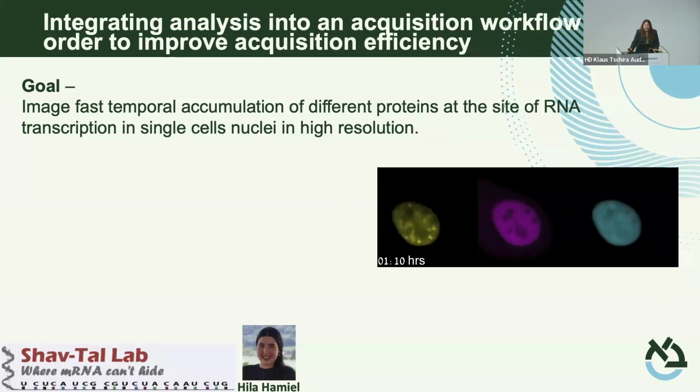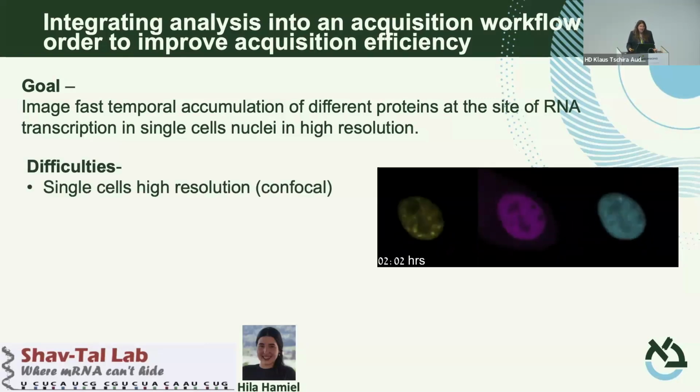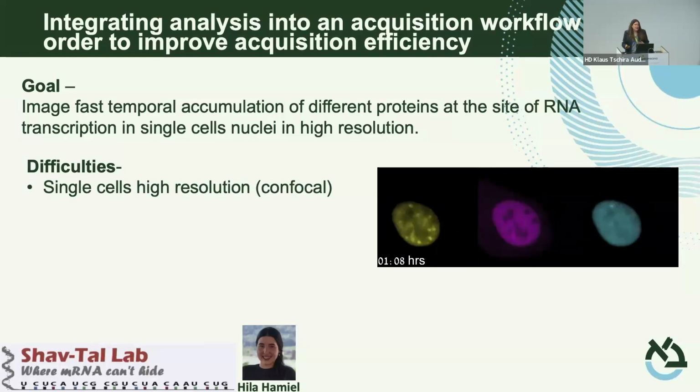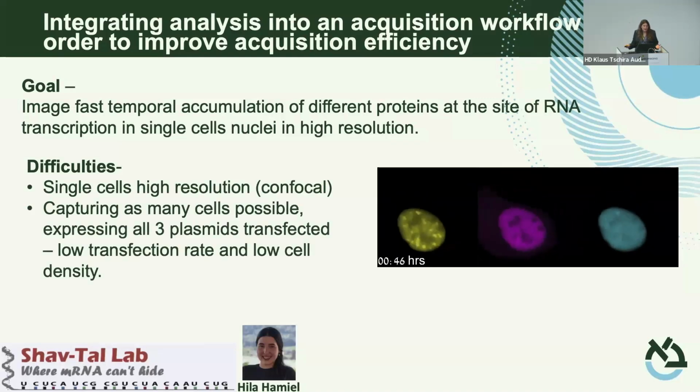We image fast temporal accumulation of different proteins at the site of RNA transcription in single cells in high resolution. I mean that we image the nuclei, okay? And we see inside the transcription factor if there is any accumulation of other protein that we want to check. What are the difficulties? First of all, we need to do it in very high resolution, single cell. We need to use a confocal, of course. Second of all, we need to capture as many cells as possible.